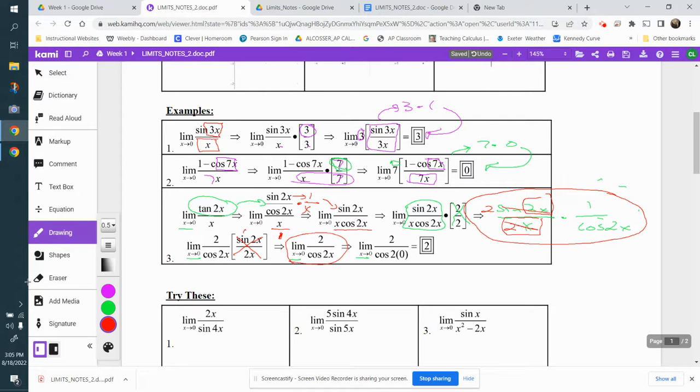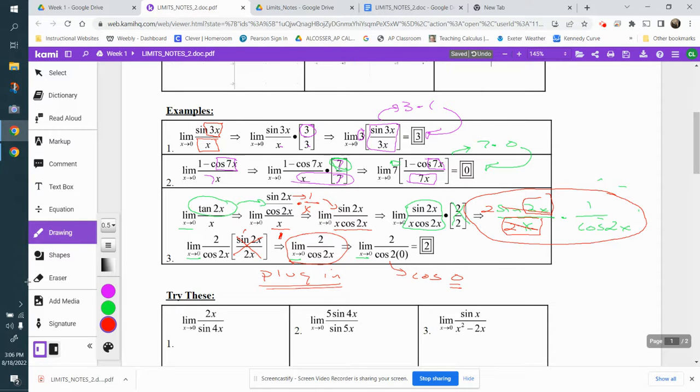So now here's the fun part. I get the limit as x approaches 0 of 2 over cosine of 2x. I don't have a theorem for this, so what's my first thing I do with limits? Plug it in. So if I plug it in, I get 2 over the cosine of 2 times 0. So this is what I'm looking for. This becomes the cosine of 0, right?